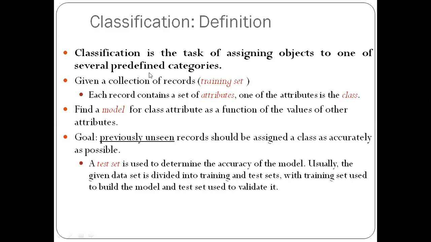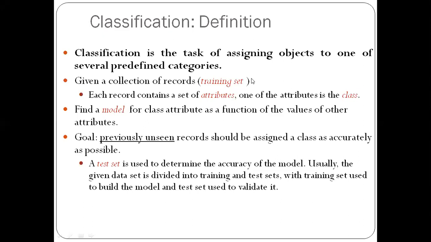In the last class, we discussed classification. We have started studying the fourth module, that is about classification. Again, classification is one of the data mining tasks where we assign class labels to the data records or to the objects. Classification is the task of assigning the objects to one of several predefined categories. These predefined categories are nothing but class labels.